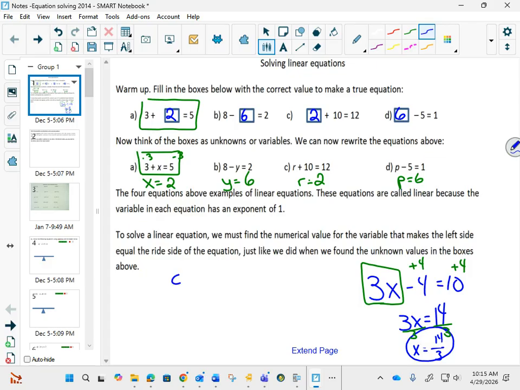But this one, if we do opposites, it actually takes us 2 steps. This 8 is a positive 8. Right? What's the opposite of positive 8? Negative 8. So above here, I'm going to write minus 8 on this side, and I'm going to write minus 8 on this side.